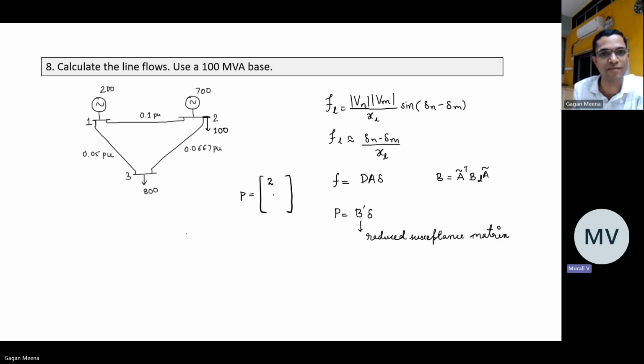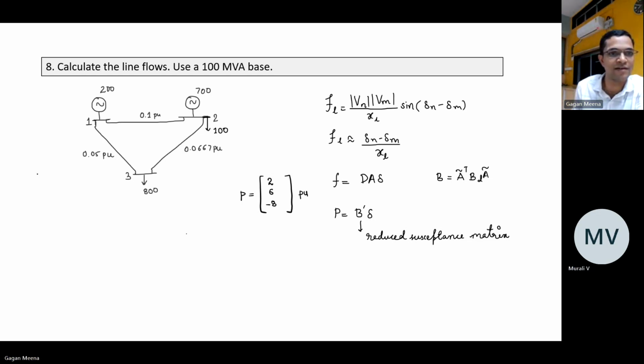That is 700, and 100 is the load, I think. That is 1. So 6 is the injection. Yes, 6 per unit. And what is the injection on bus 3? This is -8, because generation is not there, so it is 0 minus 8. Correct. So this is our injection vector.